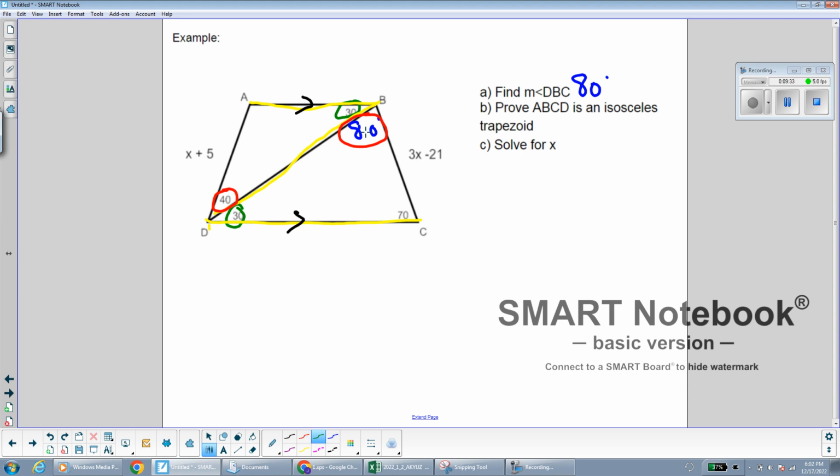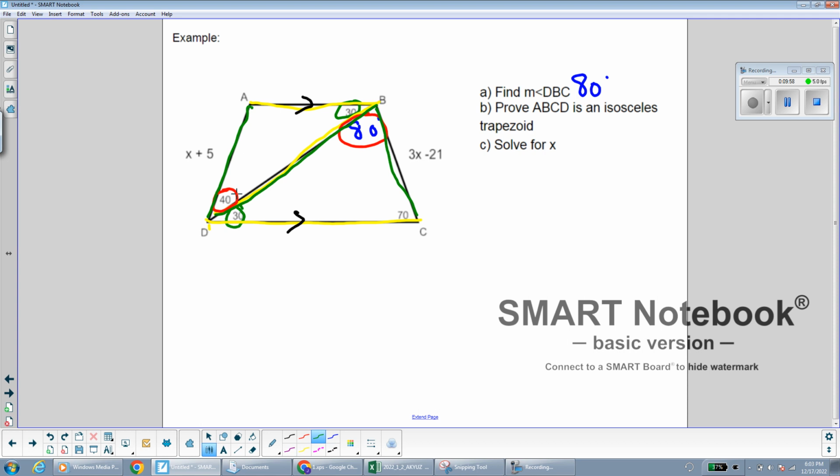The 40-degree angle and the 80-degree angle are formed by these two lines and the transversal that intersects them. Notice how once again we have a letter Z, except this time it's a backwards letter Z. And in the corners of our Z, we have our alternate interior angles inside the lines on different sides of the transversal.